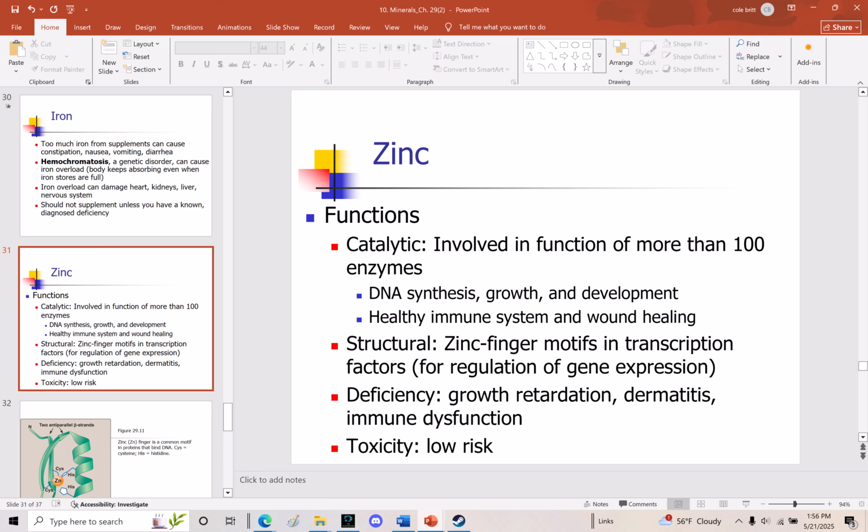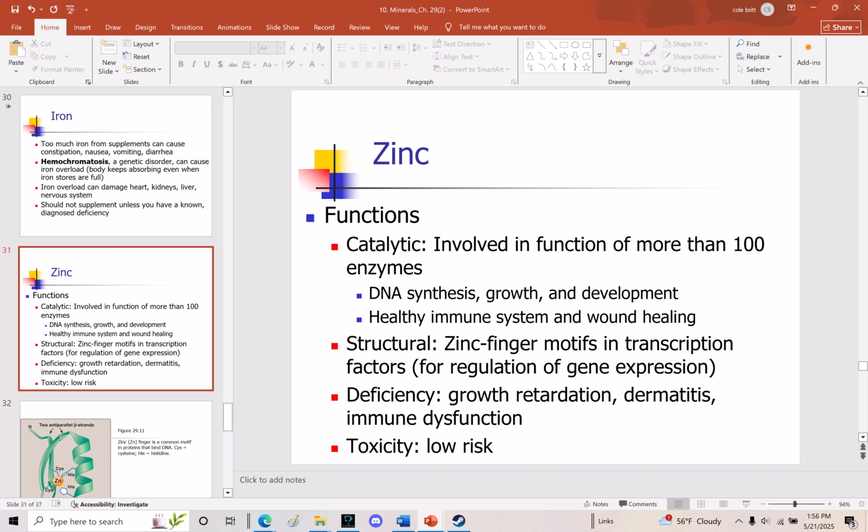So a lot of issues, deficiency-related growth retardation, dermatitis, immune dysfunction. So there's a variety of things that can be affected related to zinc deficiency. One like this, because it's so broad, I probably won't ask you about the deficiency symptoms related to zinc. And toxicity is a low risk.